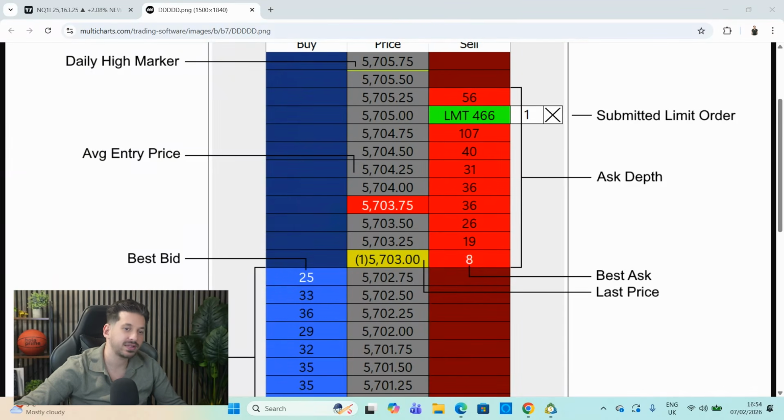So they've got to do an iceberg, be a bit sneaky about it. Only show you a little bit of the order, and as it trades in, they'll replenish it and replenish it and replenish it and fill their order that way. So how do you spot that on the footprint?